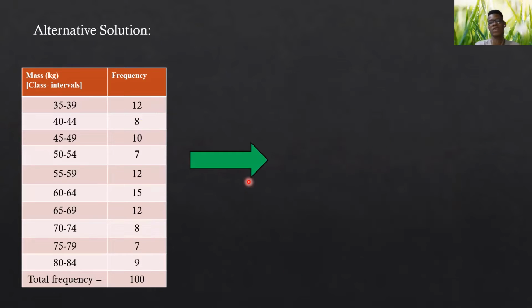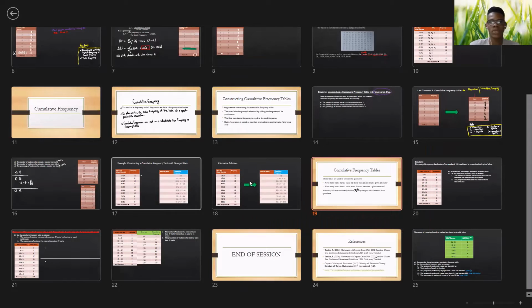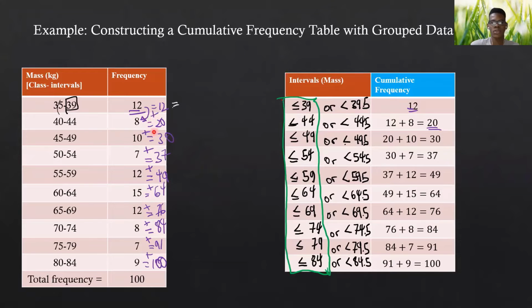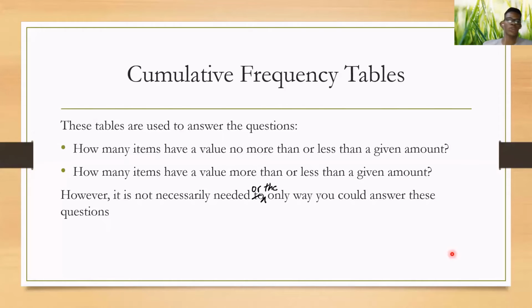Now, in most cases, you won't even have to construct it because it will be constructed for you. But it's good to know how to construct it either way. Now, what do you use the cumulative frequency table for? Why am I going ahead and adding the totals and getting these cumulative frequency numbers? How useful are these numbers going to be? I will show you that in some examples. But what to expect is that these tables are used to answer questions like how many items have a value no more than or less than a given amount.